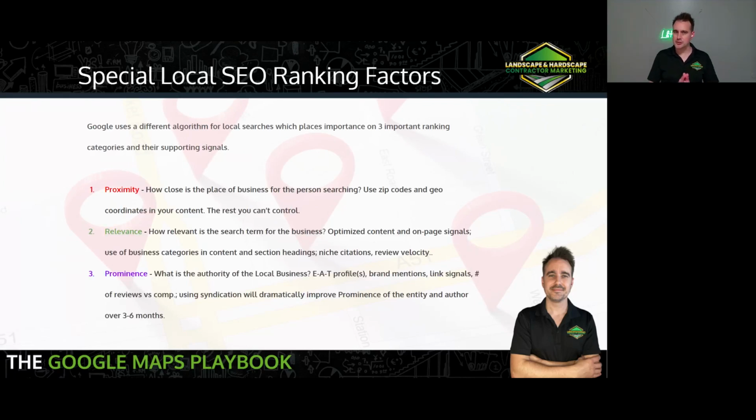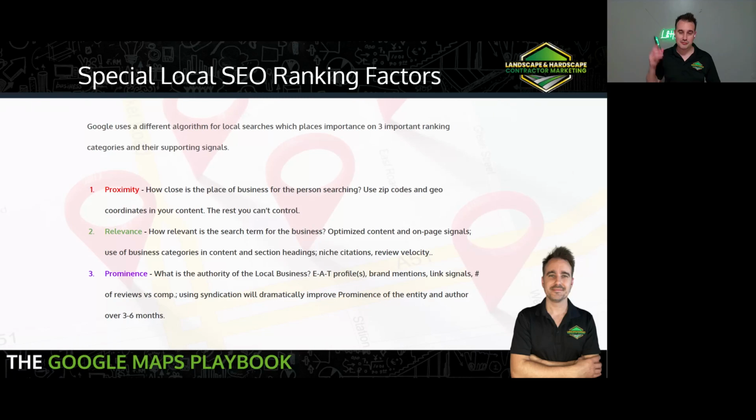These are the ones that you can really control, so I'm going to spend some time on these. So proximity, we talked about, office space in the area you're in, but zip codes and geo coordinates, Google knows where you are on your phone. So when people are leaving reviews, that data is attached to those reviews. If you get that in the areas you want to rank for, that's going to send those signals to Google. Relevance, we're getting to the services here, making sure business categories are correct.